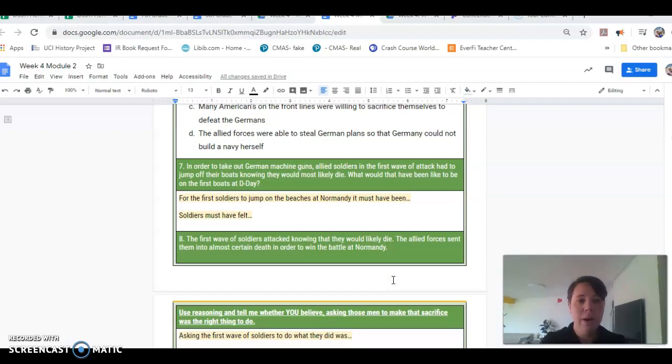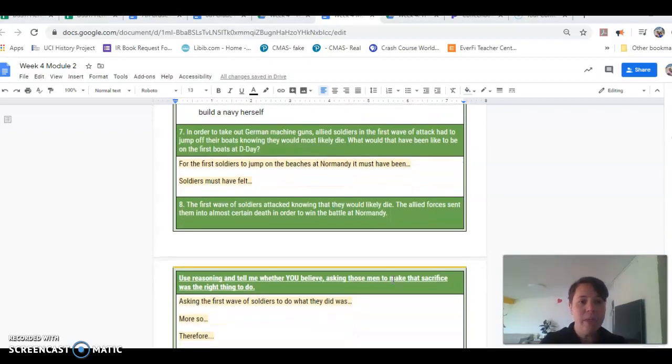All right, question 7. In order to take out German machine guns, Allied soldiers in the first wave of attack had to jump off of their boats, knowing that they would likely die. What would it have been like to be the first boats at D-Day? It's not just the first wave of soldiers, but the first boats, knowing that you will likely die. So for the first soldiers to jump on the beaches in Normandy, it must have been, remember using strong adjectives to describe that, soldiers must have felt.